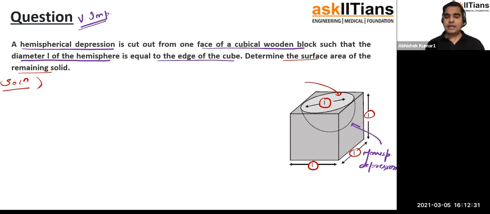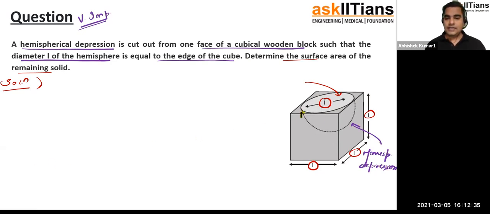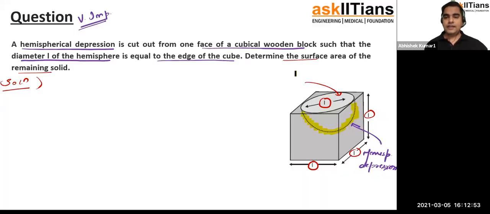But at the same time, you can easily touch this part, which I'm going to highlight. You can easily touch this part, right or not? This hemispherical part, you can easily, right? So this hemispherical part that you have, you can easily touch after the removal of this hemispherical depression, correct? So if you keep this concept in mind, it should be very clear to you what we have to calculate.